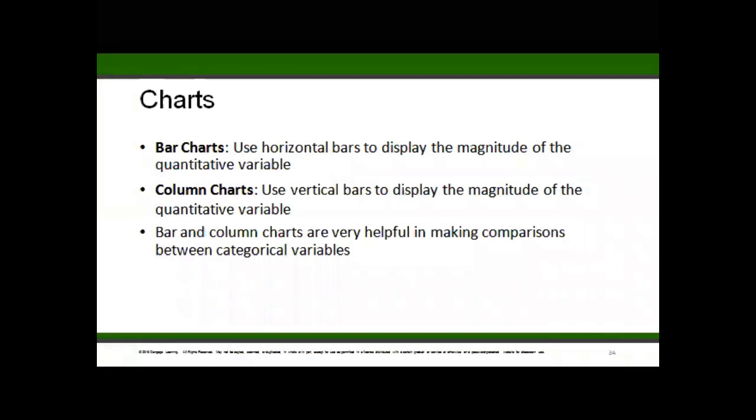Bar charts. Bar charts use horizontal bars to display the magnitude of the quantitative variable. Column charts use vertical bars to display the magnitude of the quantitative variable. Bar and column charts are very helpful in making comparisons between categorical variables.